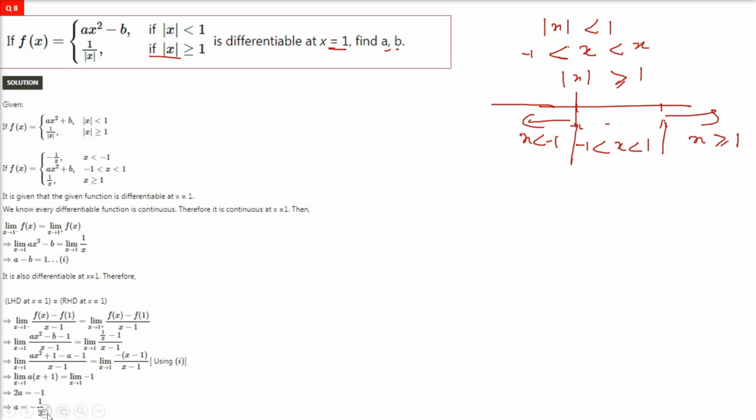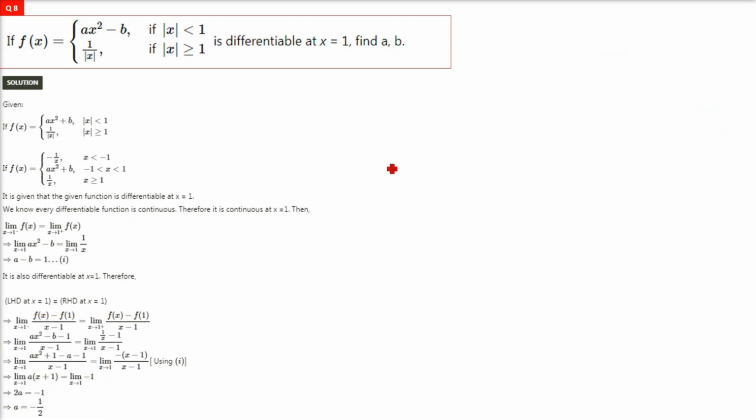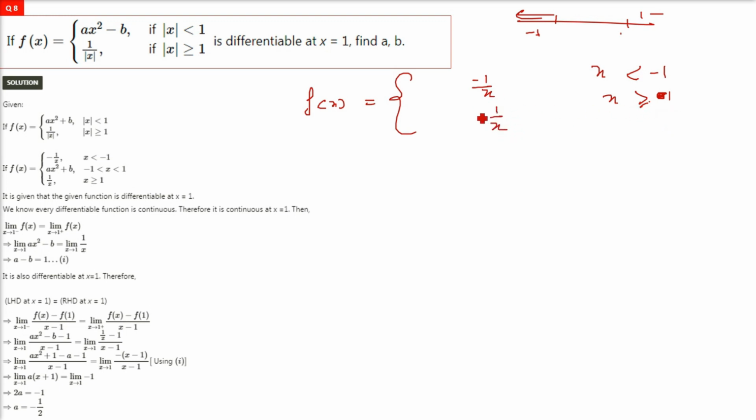So let me show it to you here, how this actual function f(x) changes. When x is greater than 1, it is not minus 1, it is 1. There is a slight correction here. So x is less than minus 1, x is greater than 1. I'm just changing it. So when you are greater than 1, it is going to be 1 by x. When you are less than minus 1, it is going to be negative 1 by x.